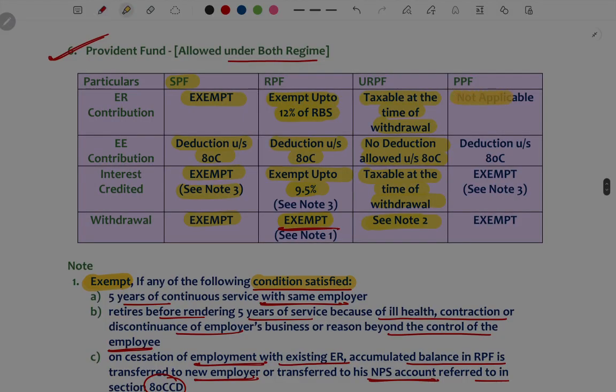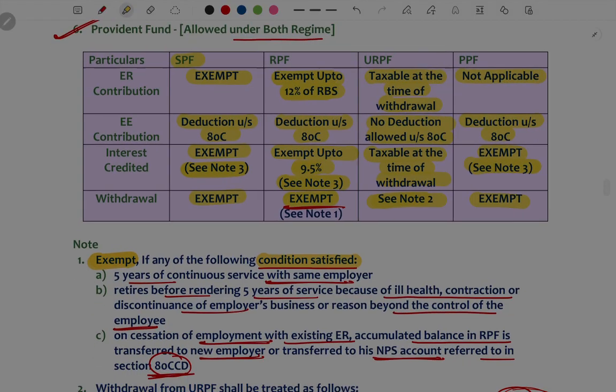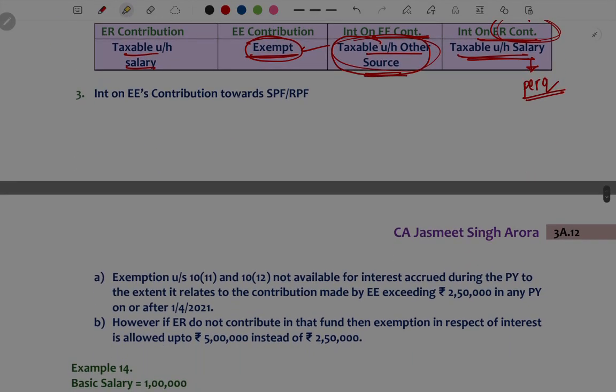PPF: not attributable. Employer does not contribute in PPF. Only the employee contributes, and you will get deduction under 80C. Exempt, see note 3, and net exempt. So let's see note 3. What is it saying there? See note 3 for interest credited. Let's see it: employee contribution toward SPF, RPF, and PPF as well.